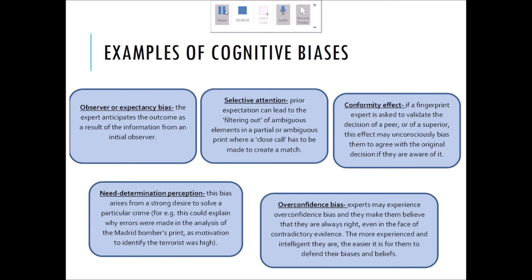So conformity, so that comes back to that level of agreement that I mentioned earlier on. So if a fingerprint expert is asked to validate the decision of a peer, they may unconsciously show some bias because they may be more willing to agree. Need determination perception, so a strong desire to solve a particular crime, or overconfidence bias, as I mentioned before. So that kind of unfounded confidence in ability.